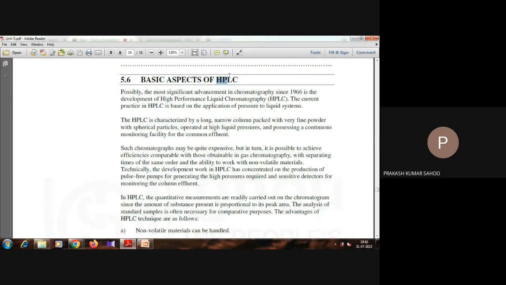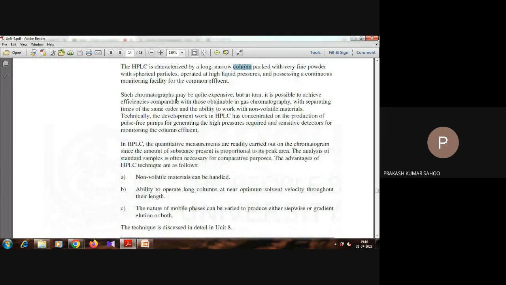How does this liquid chromatography give high performance? Due to its specific constituents, like the stationary phase, a fine powder with spherical particles, and a narrow column packed, possessing a continuous monitoring facility for the column effluent. Such chromatographs may be quite expensive, but in turn it is possible to achieve efficiencies comparable with those obtained from gas chromatography, with separating time of the same order and the ability to work with non-volatile materials.